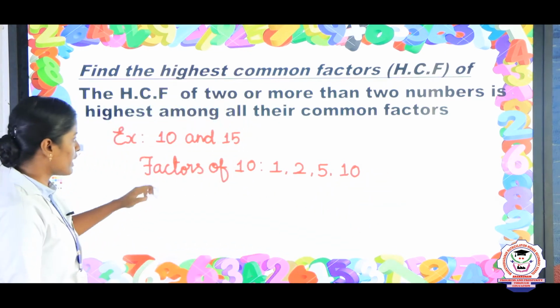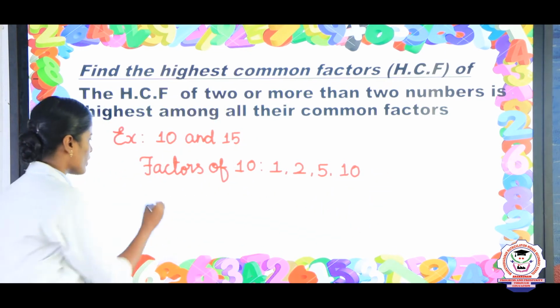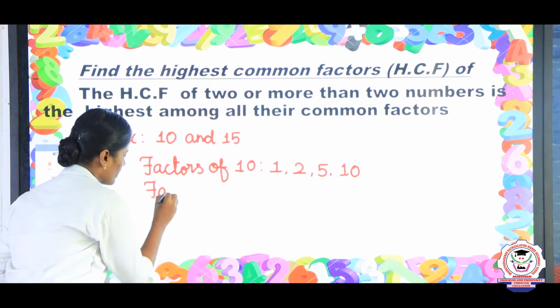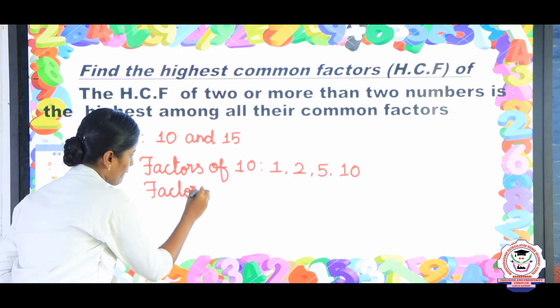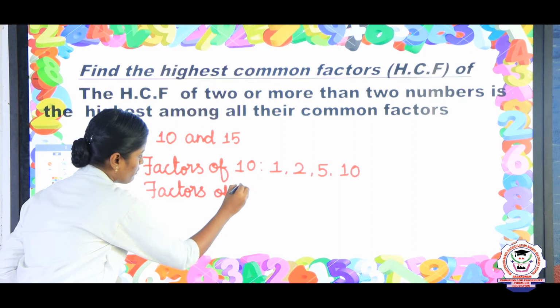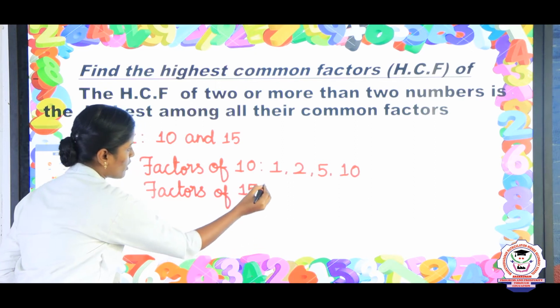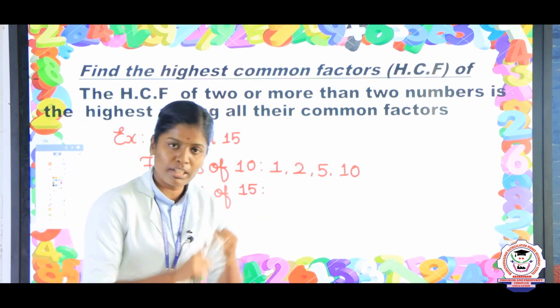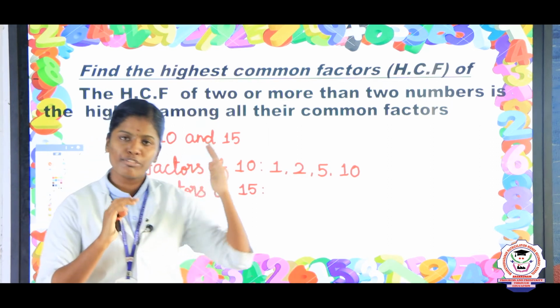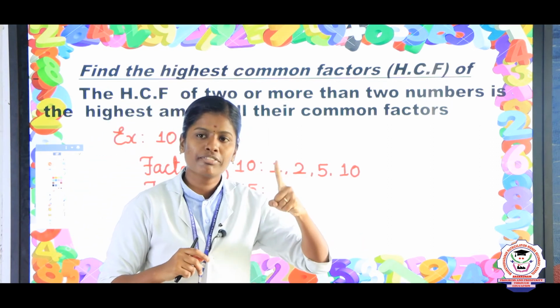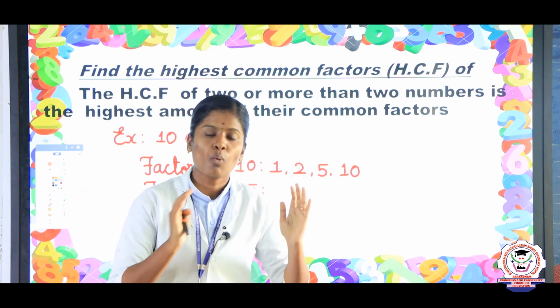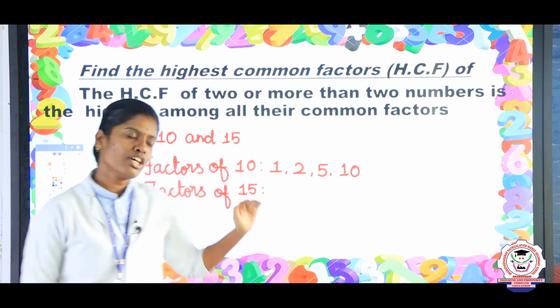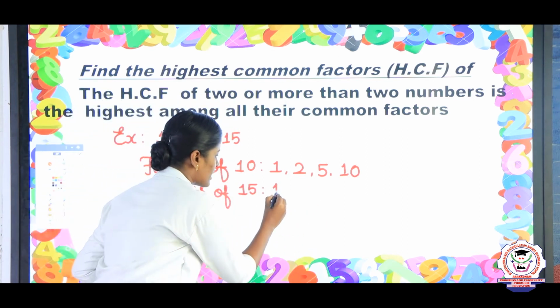Now we are going to find the factors of 15. So write here factors of 15. First we are going to check the 1 table, 2 table, 3 table up to 15 table. So 1 table of 15? Yes, 1 15s are 15. So write here 1 and 15.